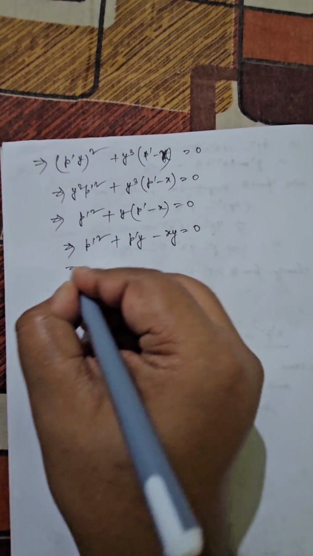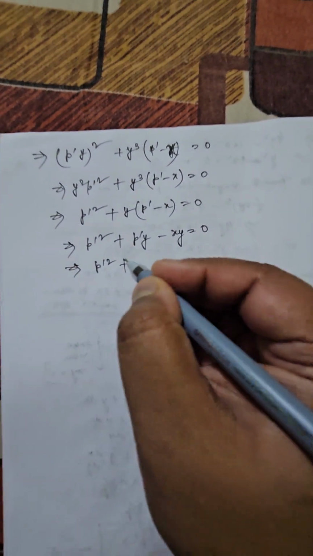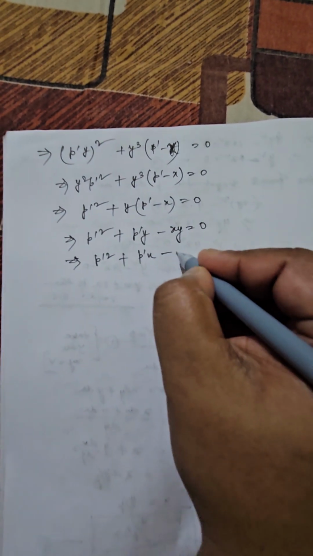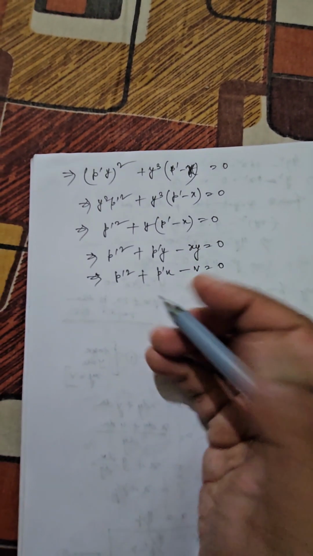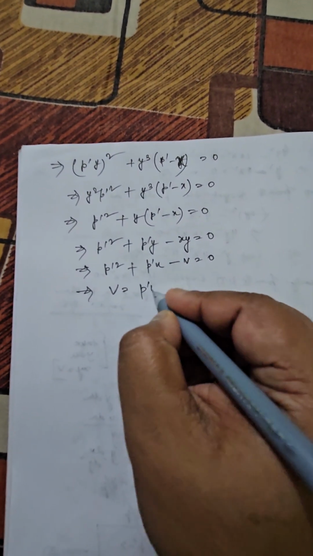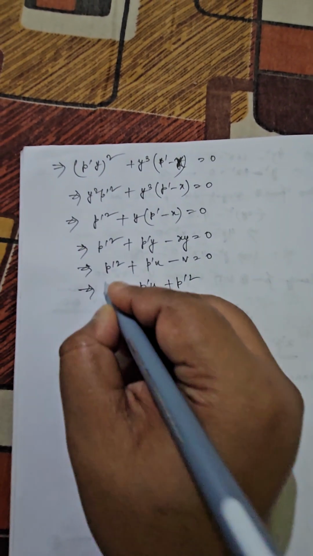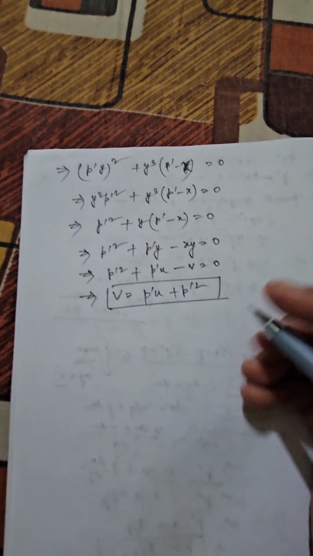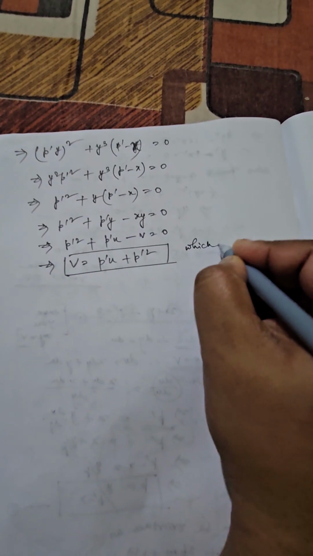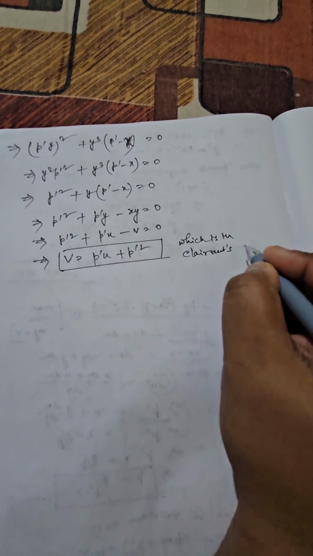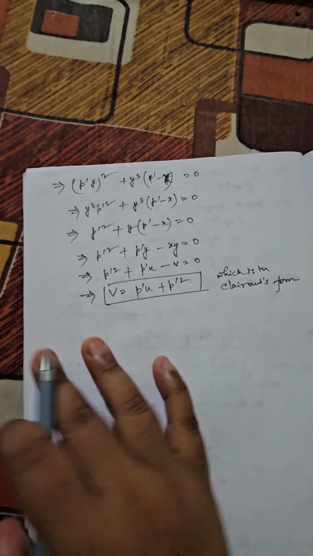So this expression can be rewritten as p dash square y is equal to u, and this part is equal to v. So you can write v in the form of p dash u plus p dash square. Now just remember, this is nothing but the Clairaut's form. So we can write which is in Clairaut's form.